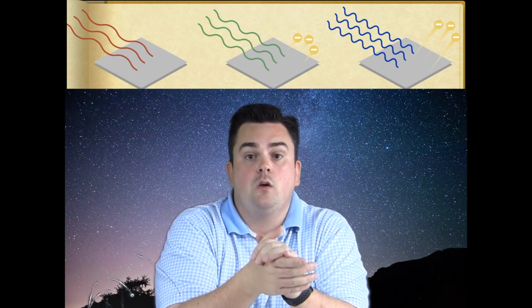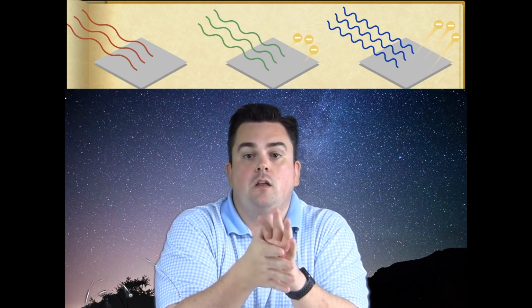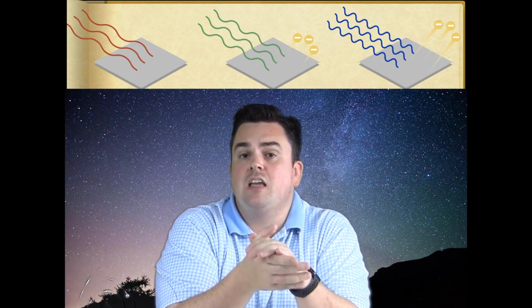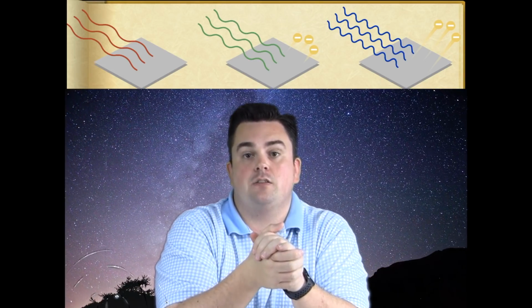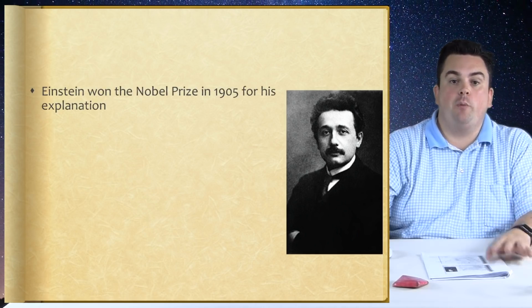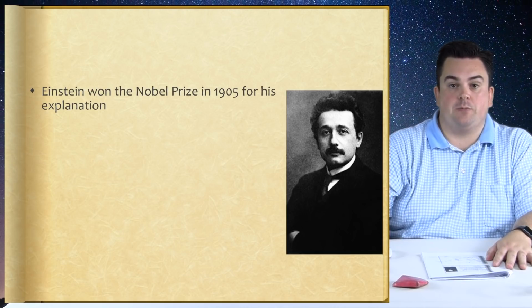Now, if we move all the way over to the blue frequency, we have a much higher frequency of light, and that is in fact ejecting electrons. Even if the intensity of that blue colored light was very dim, we would still eject electrons. Einstein won the Nobel Prize in 1905 for his explanation.